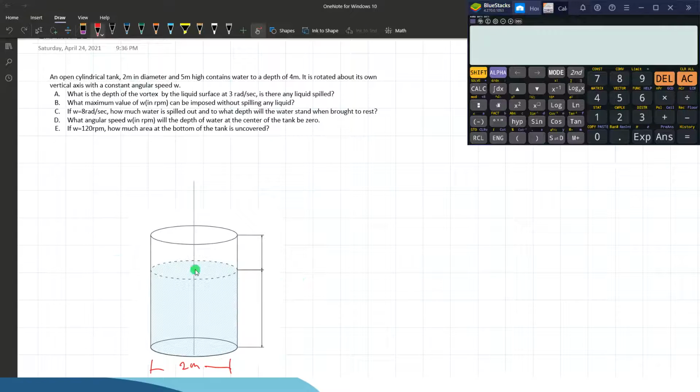And it is 5 meters high. It contains water to a depth of 4 meters. It is rotated about its own vertical axis with a constant angular speed W. What is the depth of the vortex by the liquid surface at 3 rad per second? Is there any liquid spilled?